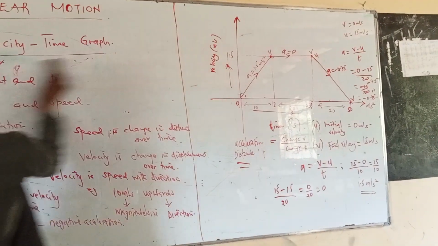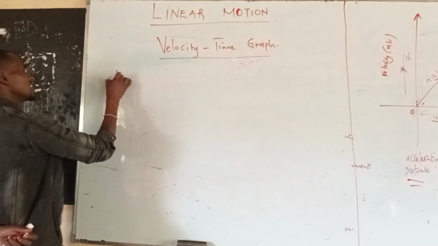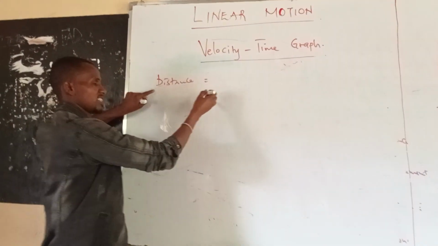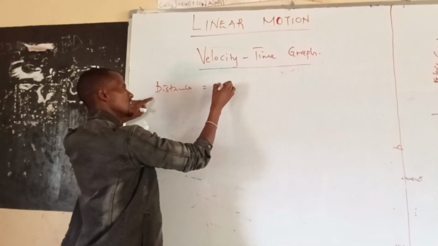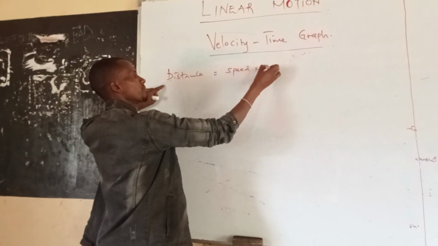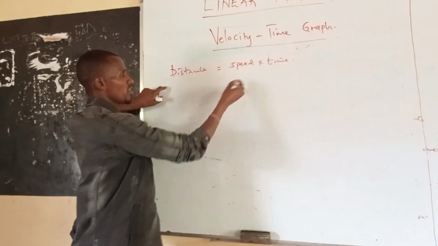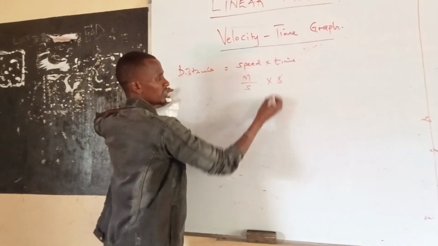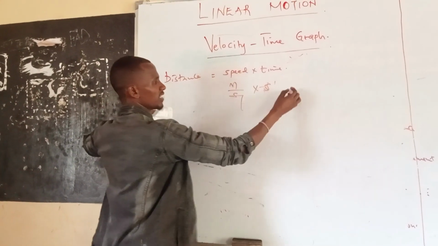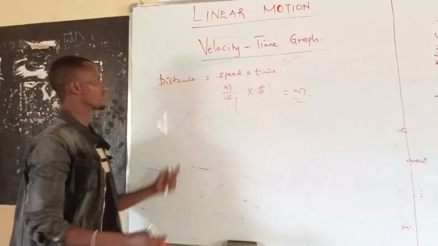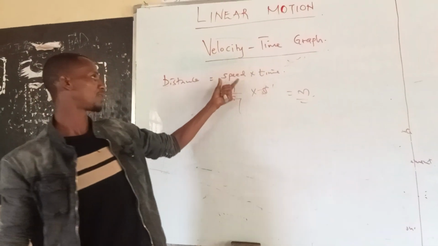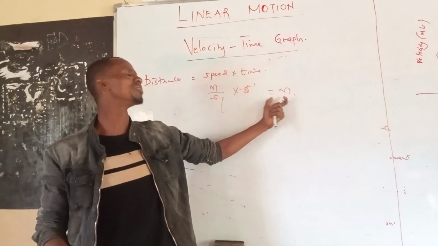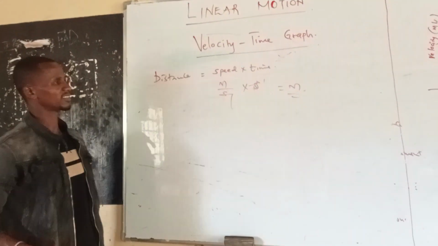So how do we get distance? Distance is normally said to be speed times time. We know that speed is in meters over seconds and time is in seconds, and this will give us meters. So when you multiply speed by time, you will get distance, which is normally given in meters. So how do we get the distance here?